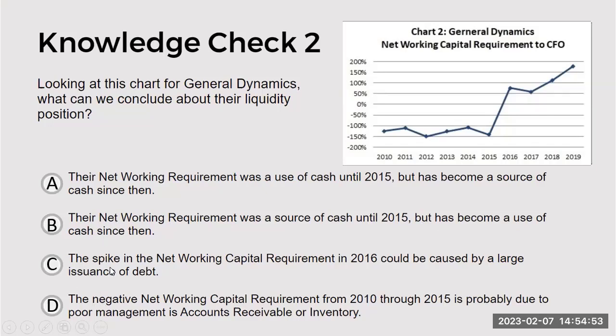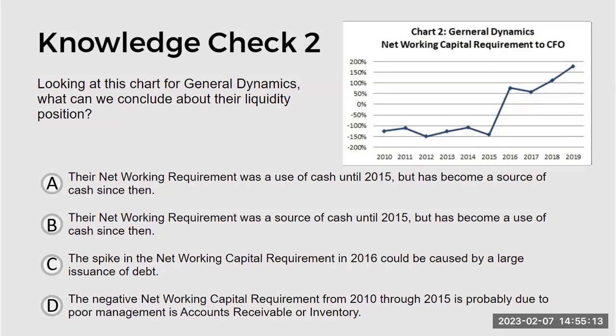Now, some of y'all will do this in your paper. The working capital spike was caused by a large issuance of debt. There's no debt in working capital. There's no debt in cash from operations. There's no way debt can impact this number. All right. Some students do that. They think, oh, if I talk about debt, I'm bringing some really good analysis in. Well, no, it has nothing to do with this data.